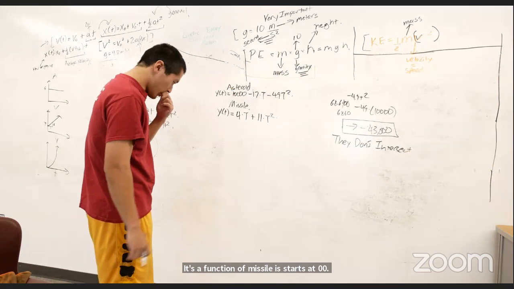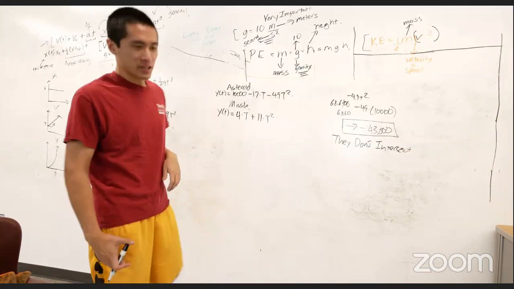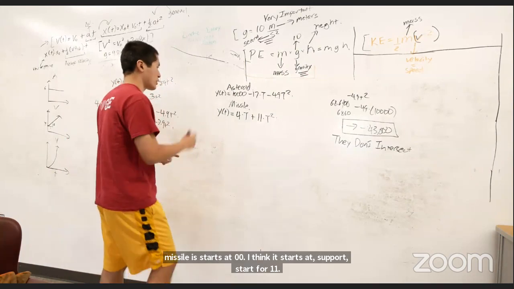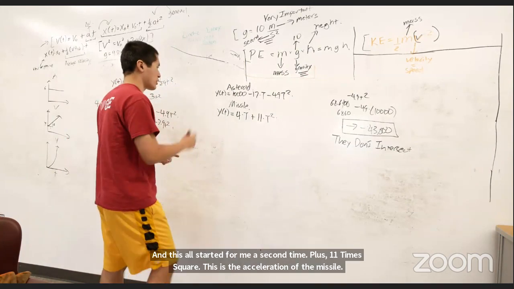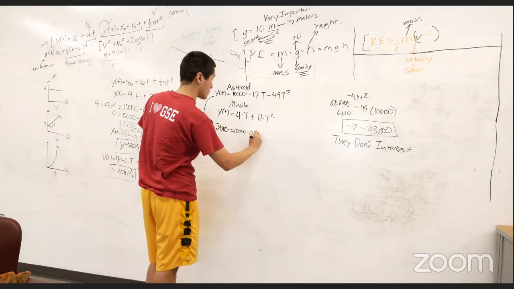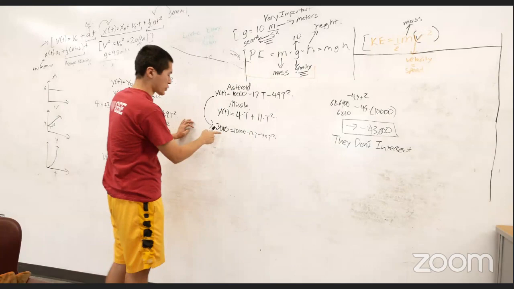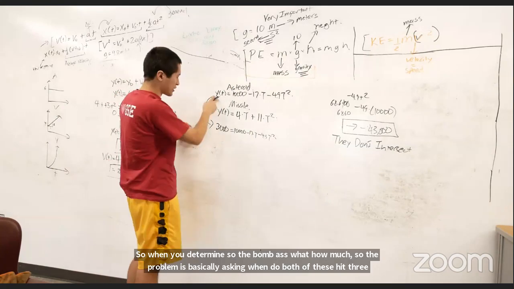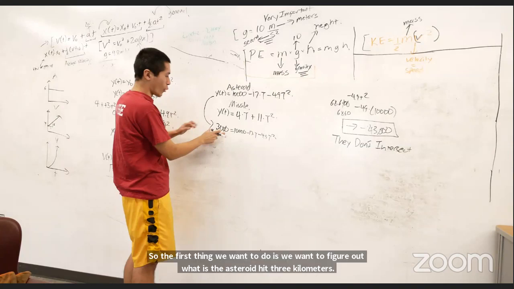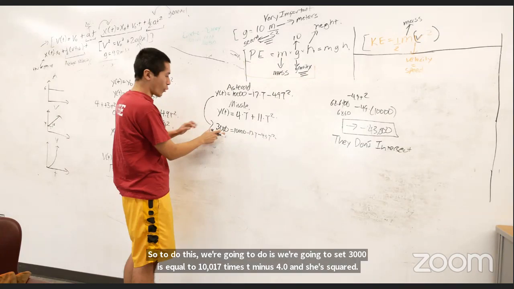So the problem is basically asking when do both of these hit 3 kilometers? The first thing we want to figure out is when does the asteroid hit 3 kilometers. So we're going to set 3,000 equal to 10,000 minus 17 times t minus 4.9 t squared. This 3,000 is just for when the asteroid hits this. Then it would be 0 equal to 7,000 minus 17 times t minus 4.9 t squared.